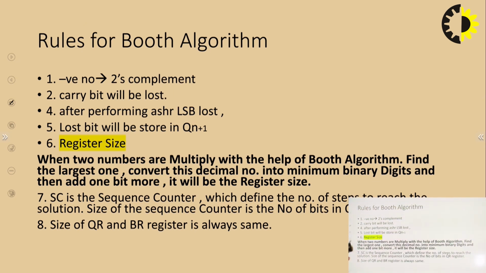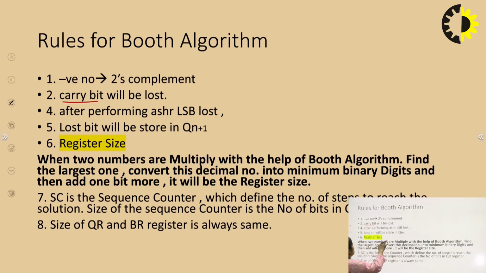First, you have to check that whenever you apply the Booth algorithm, a negative number is always represented by its 2's complement. In binary addition, the carry bit will be lost. And whenever you perform the arithmetic shift right, there is always a last bit, and it will be lost.